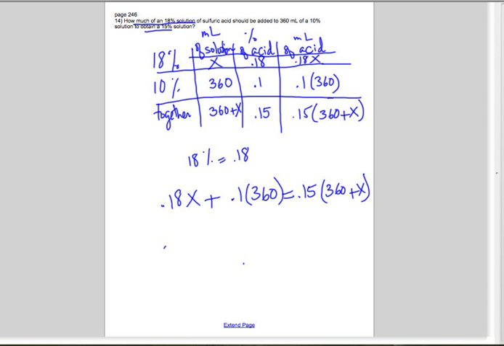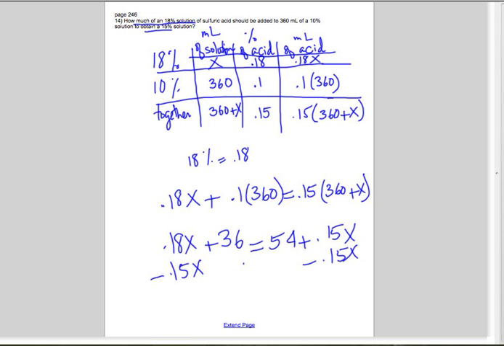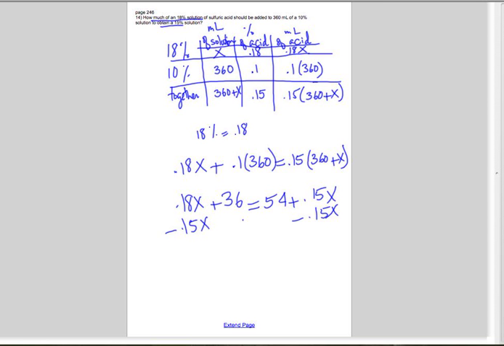So this is just 0.18x. This is 36. And here we get 54 plus 0.15x. Let's subtract 0.15x from both sides. And subtract 36 from both sides. So we get 0.03x equals 18.